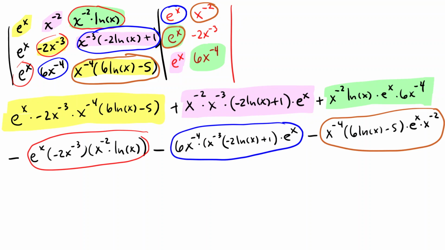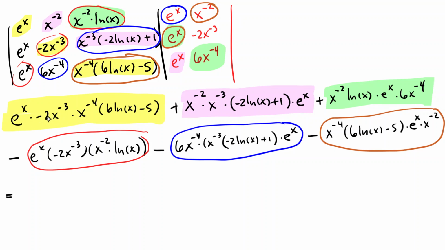So with this color coding and highlighting, hopefully we can see where these products came from. Let's distribute, and then we will see if we can group and cancel any terms, and we'll see whether this Wronskian is identically equal to 0 or not.